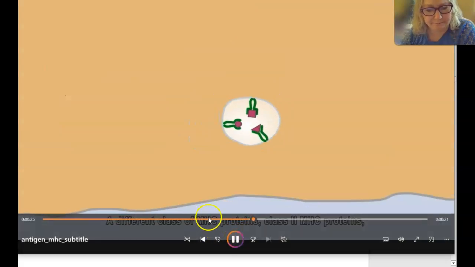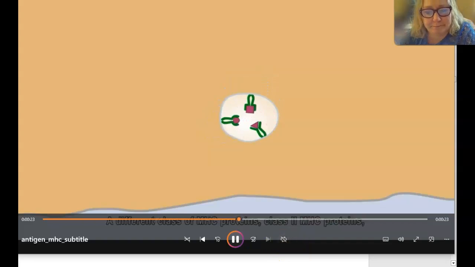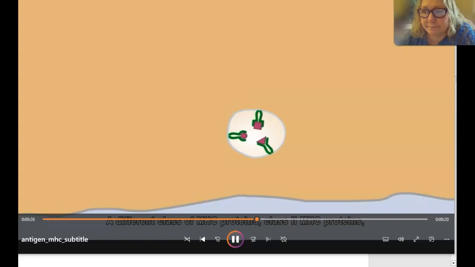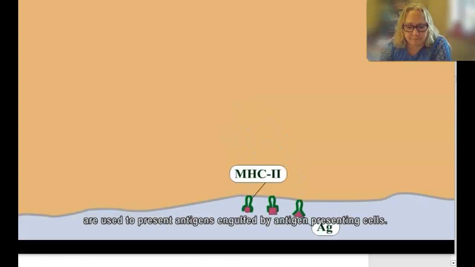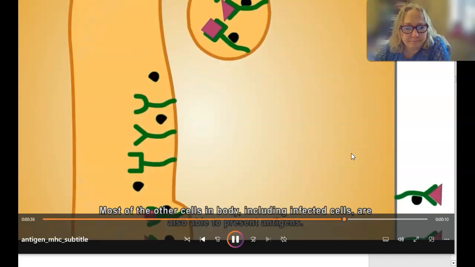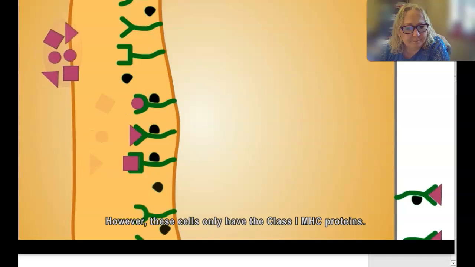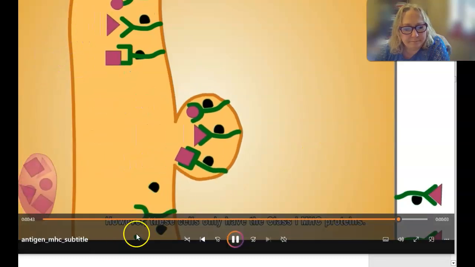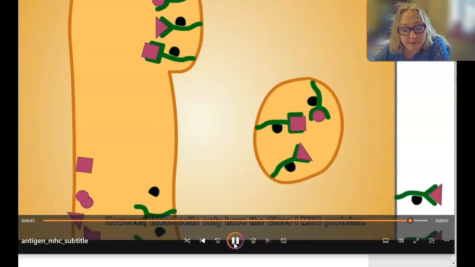Class 1 MHC proteins are used to present antigens produced within the cell. A different class of MHC proteins, Class 2 MHC proteins, are used to present antigens engulfed by antigen-presenting cells. Most of the other cells in the body, including infected cells, are also able to present antigens. However, these cells only have the Class 1 MHC protein. Remember, Class 1, all your nucleated cells. Everything except blood cells.